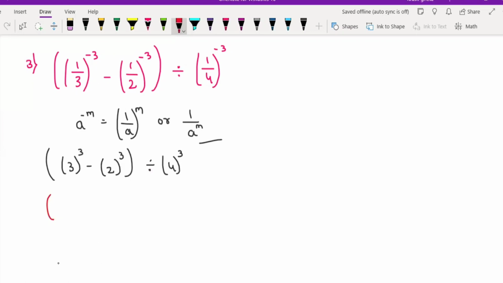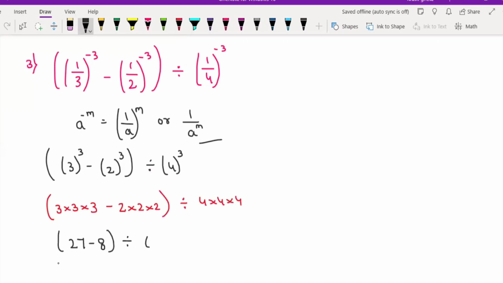That is 3 cube, I can write as 3 into 3 into 3, minus 2 cube, we can calculate as 2 into 2 into 2, divided by 4 cube. It is like 4 into 4 into 4. Let us multiply: 3 3 is 9, 9 3 is 27, minus 8, close the bracket, divided by 4 4 is 16, 16 4 is 64.